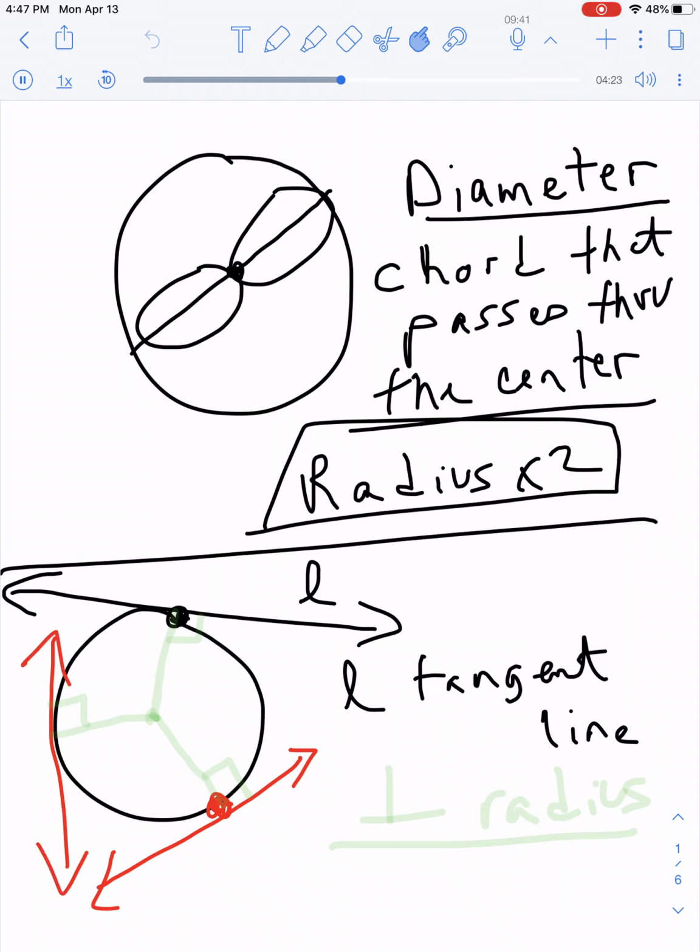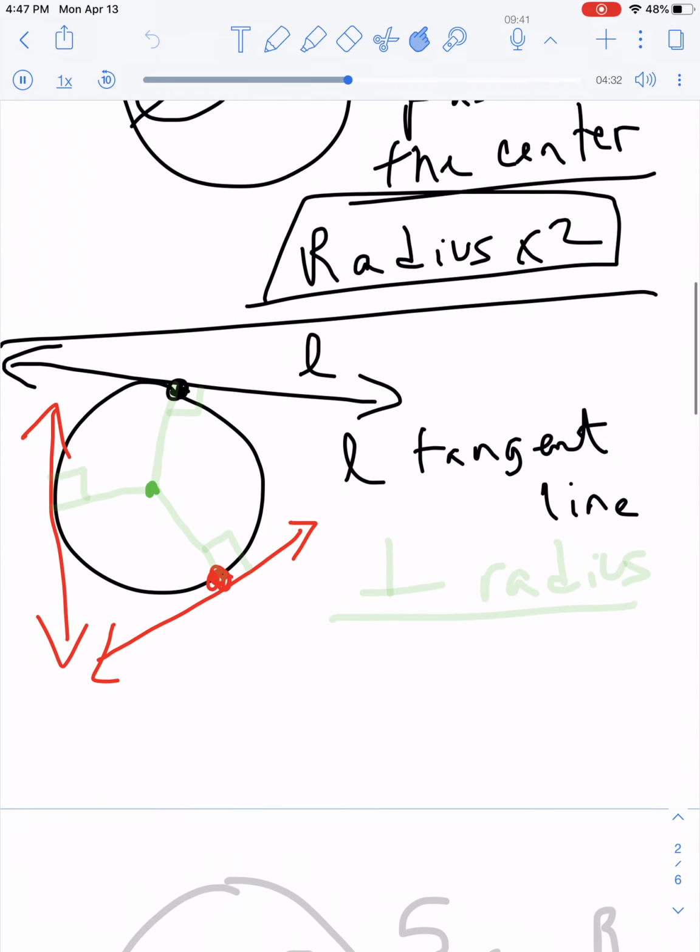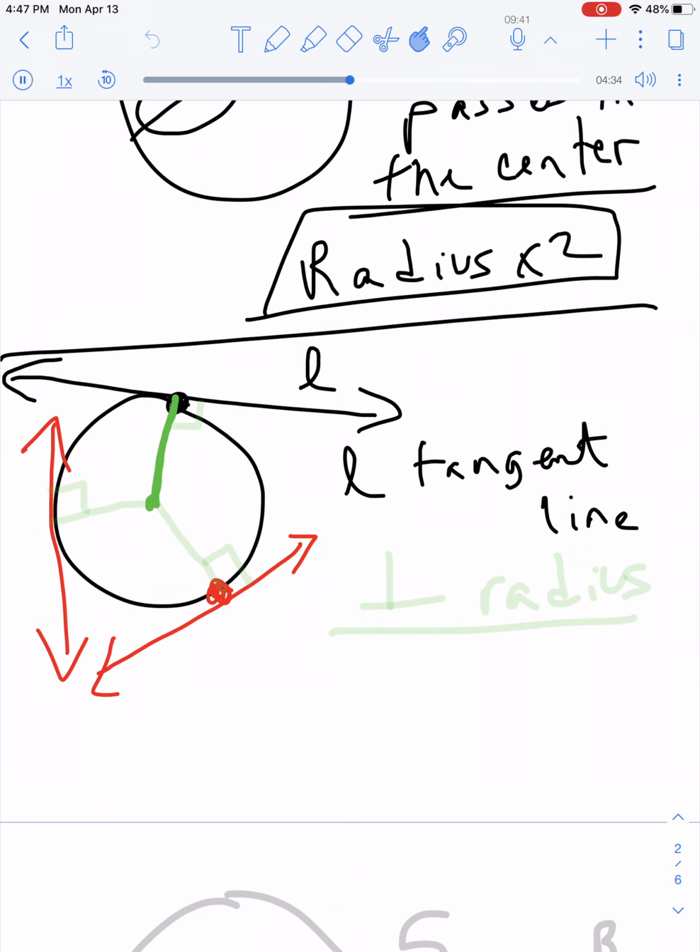There are infinitely many tangent lines. The cool thing with a tangent line is that it connects, and I'll do it in green here, from the center. The tangent line is always perpendicular to the radius at the point of tangency. So wherever the point of tangency is here, like on this one down there, it's always going to be perpendicular. So tangents are always perpendicular to the radius at the point of tangency.